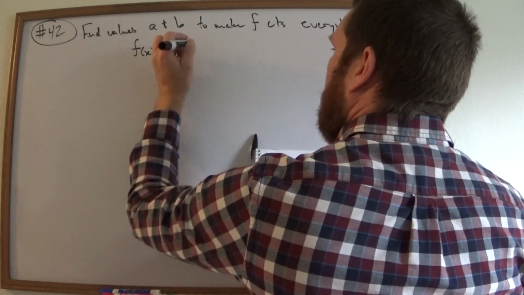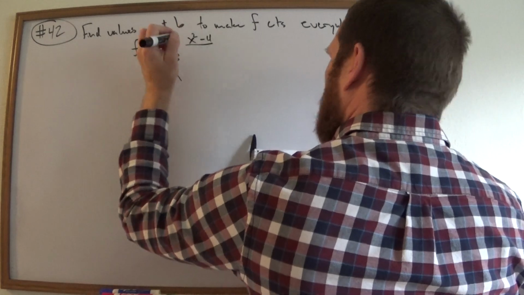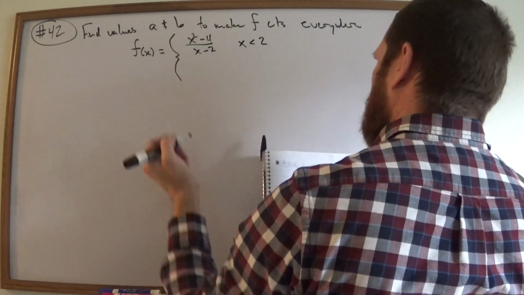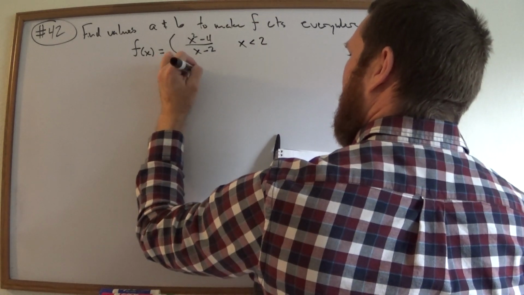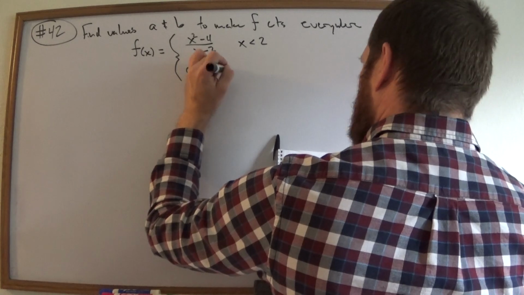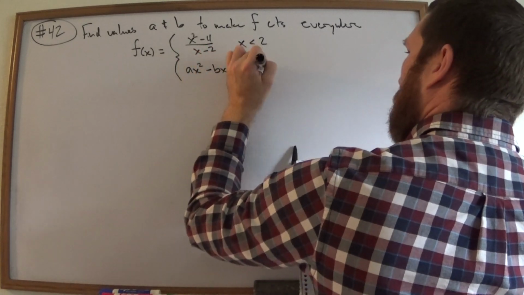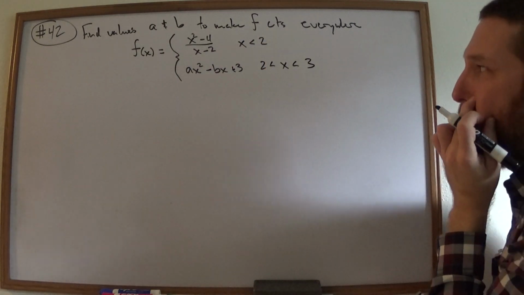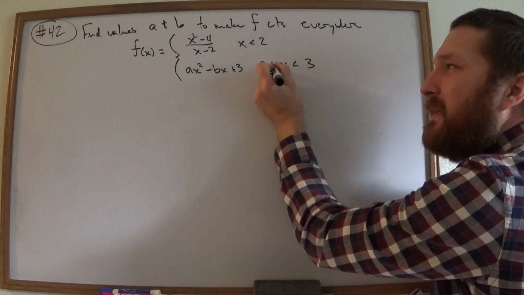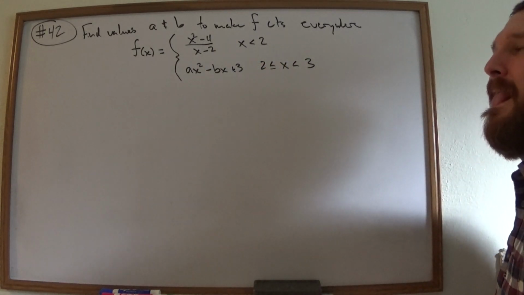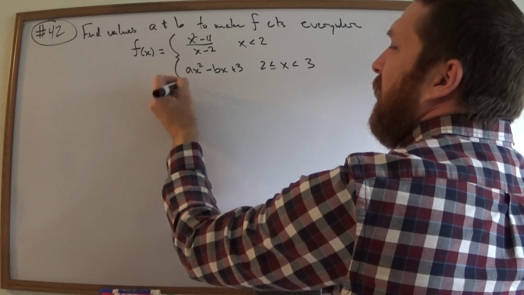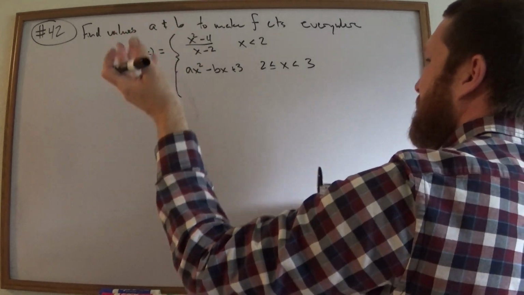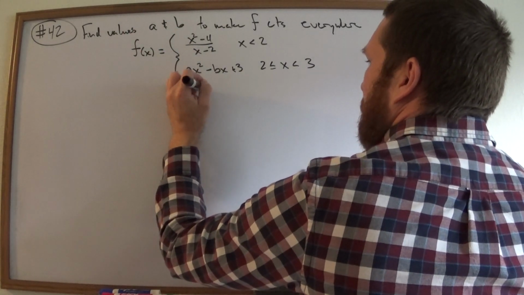Okay, so here's f. x squared minus 4 over x minus 2 when x is less than 2. It's equal to ax squared minus bx plus 3 when x is between 2 and 3. And the book does this. It really should be that, because if it's not that, you could argue it's not defined everywhere. I think it was just a typo on the book's behalf.